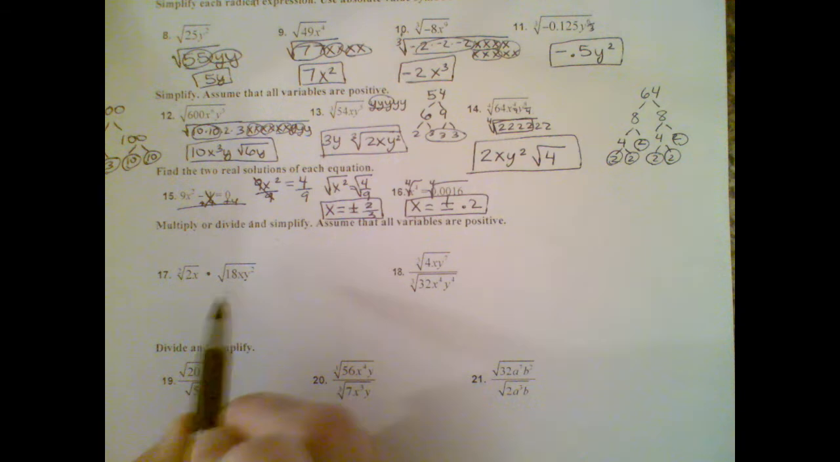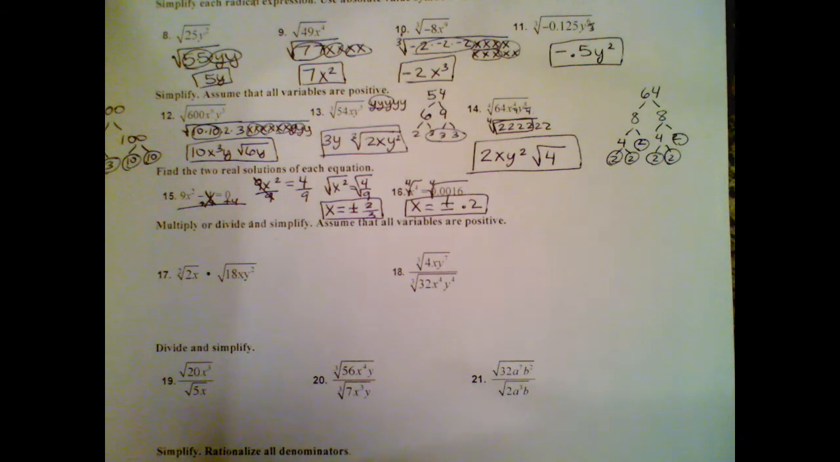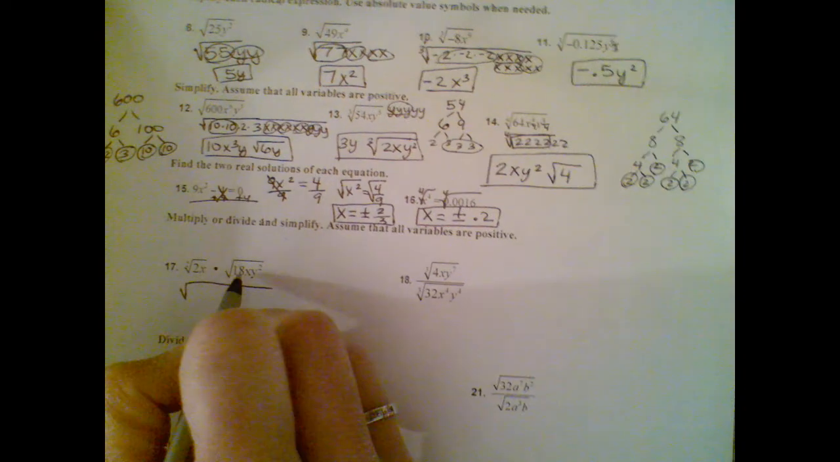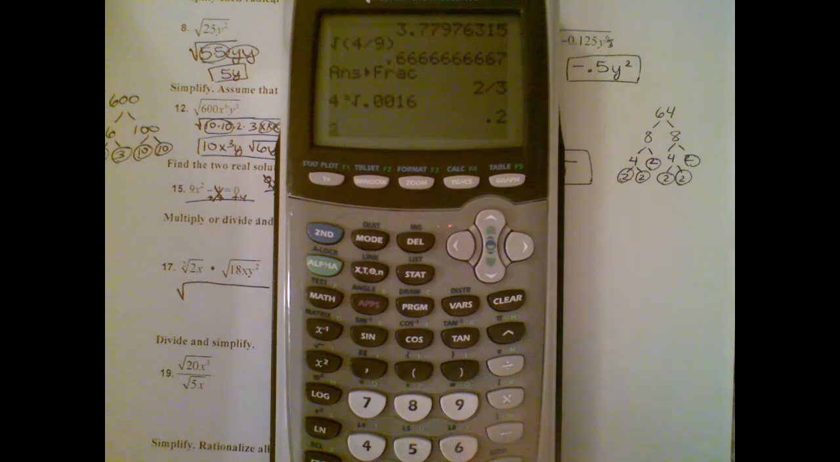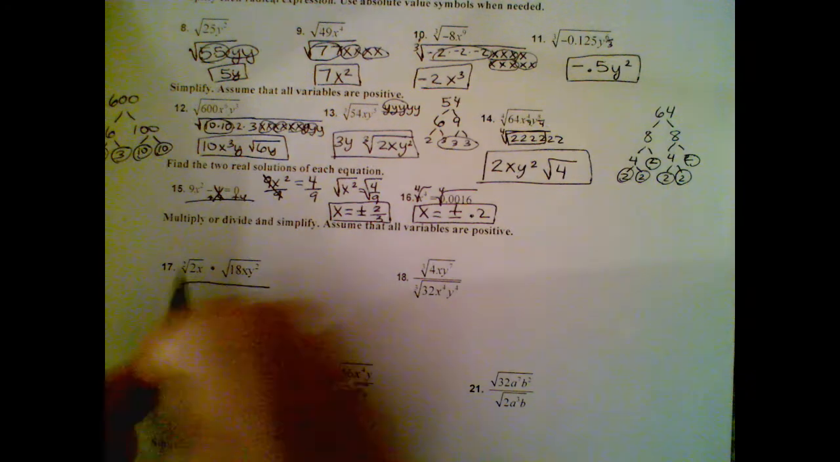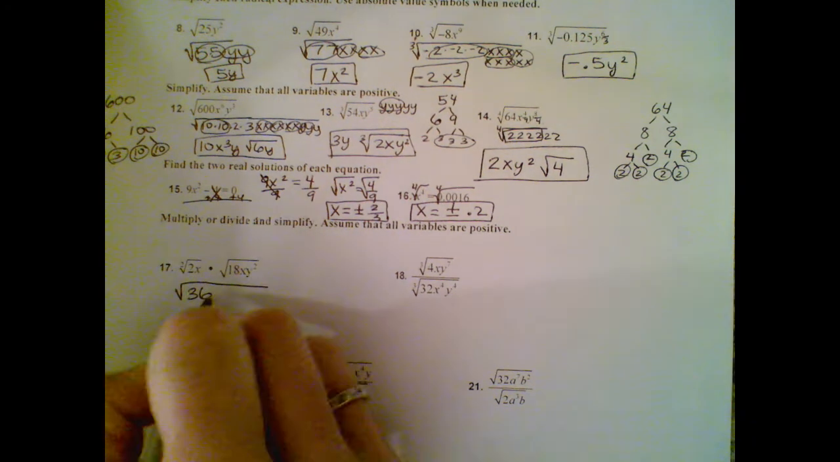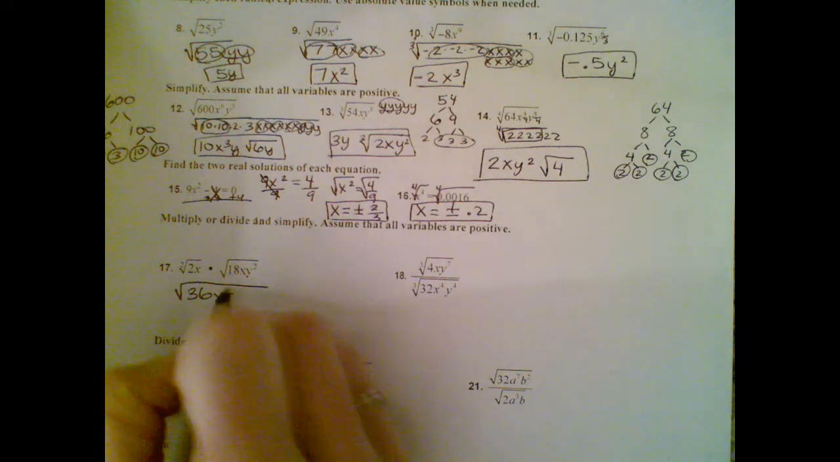So we multiply what's on the outside of the radical on the outside, what's underneath on the underneath. For this one, we just leave our square root. We have 2 times 18, so we multiply those. We get 36. We have 1x here, 1x here. When we're multiplying, we add our exponents, so x to the second power. We have 2 y's here, so y to the second power.